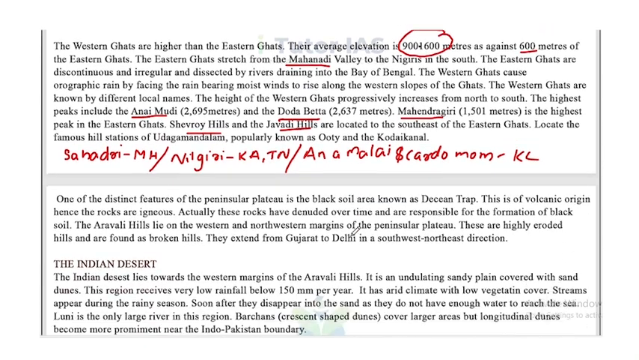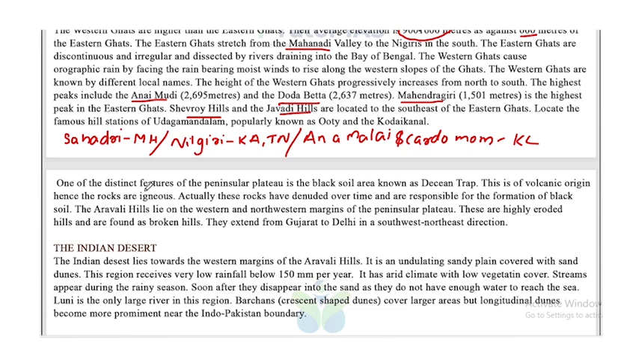Now, one of the distinct features of the Peninsular Plateau is the black soil area known as Deccan Trap. The Peninsular Plateau consists mainly of black soil. This is of volcanic origin, hence the rocks are igneous, because they originate from volcanic activity. These rocks have denuded over time and are responsible for the formation of black soil.